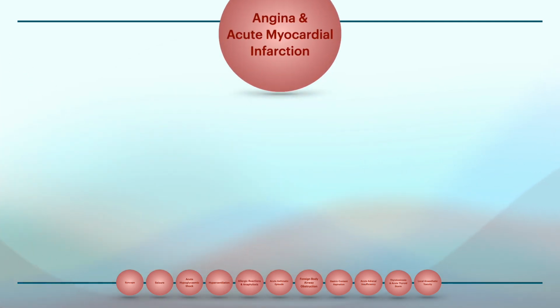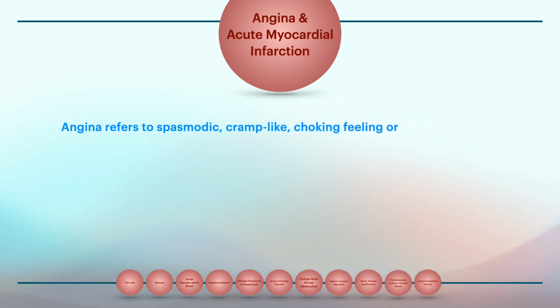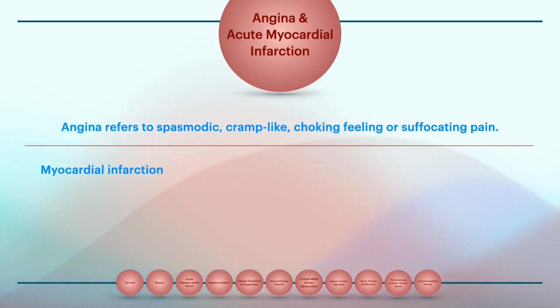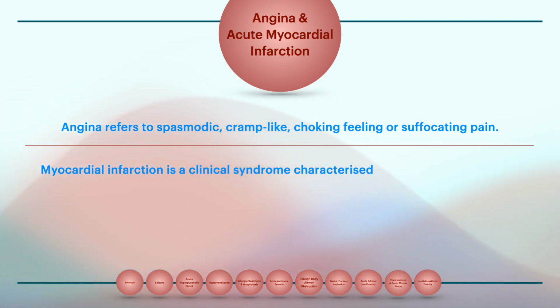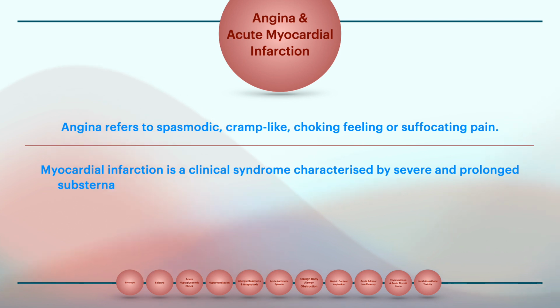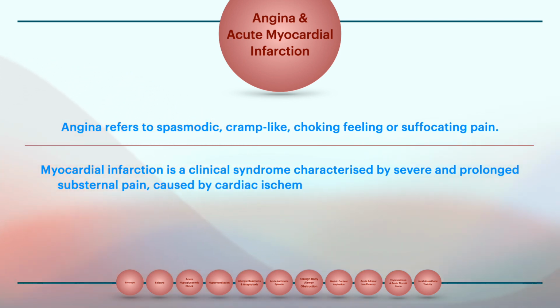Next, coming to angina and acute myocardial infarction. Angina refers to spasmodic, cramp-like choking sensation or suffocating pain, while myocardial infarction is a clinical syndrome characterized by severe and prolonged substernal pain caused by cardiac ischemia and damage to myocardial cells.